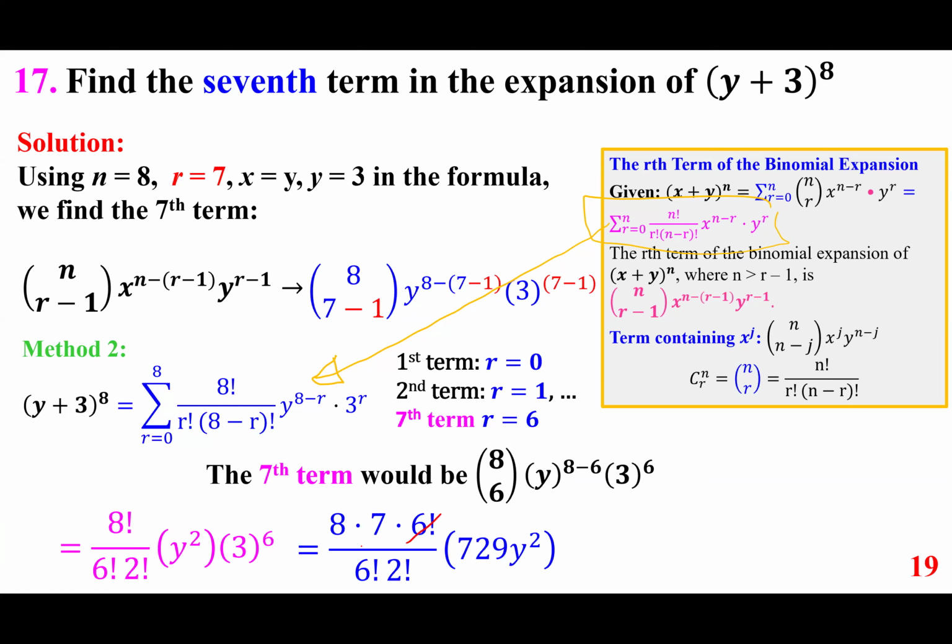You can cancel these two. And 2 factorial and 2 are the same. And so the answer is 20,412 y squared.